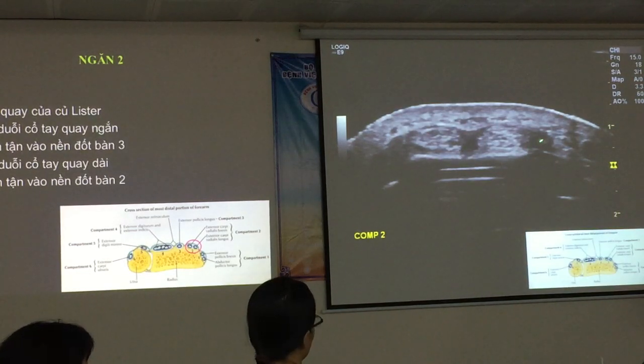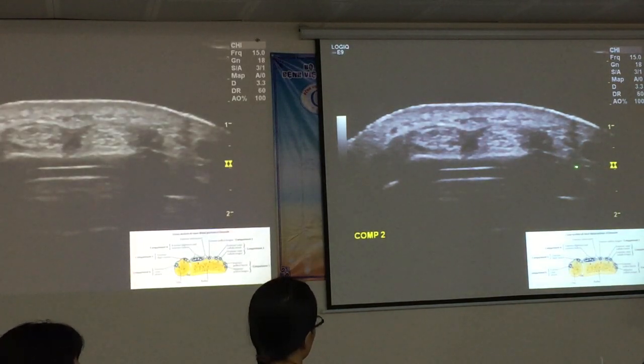This is the two tendons here. So compartment 1 is over here, and you can see the nice round tendons in transverse. You can see the extensor retinaculum going over the top.